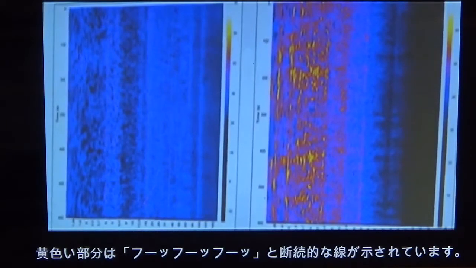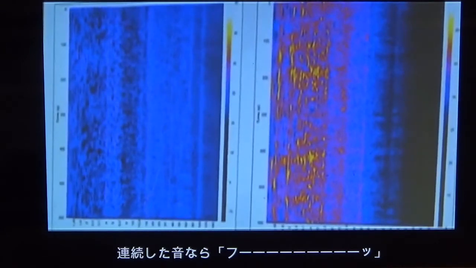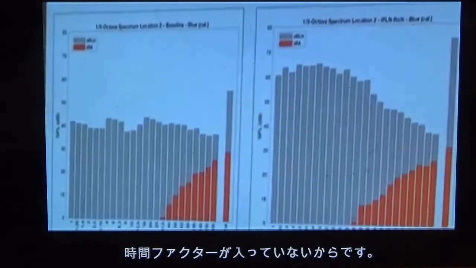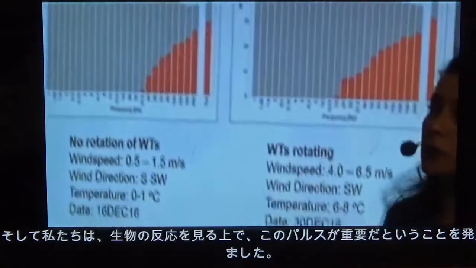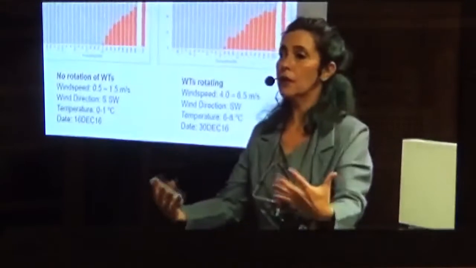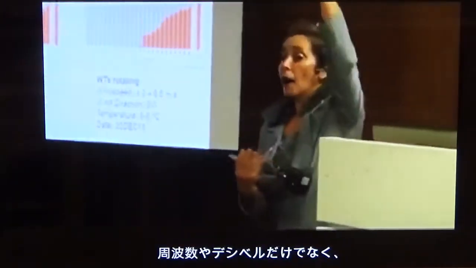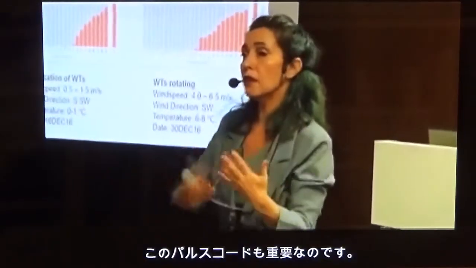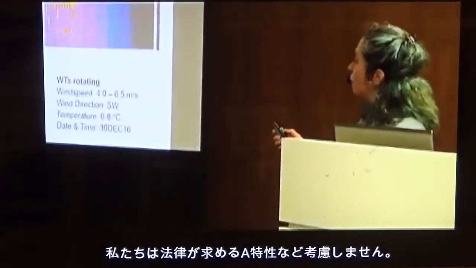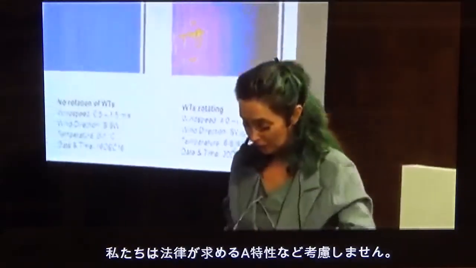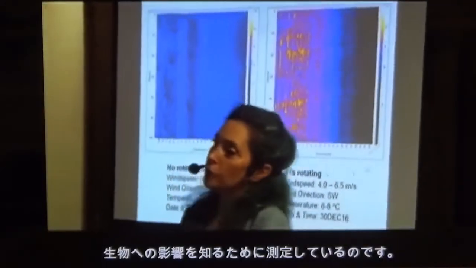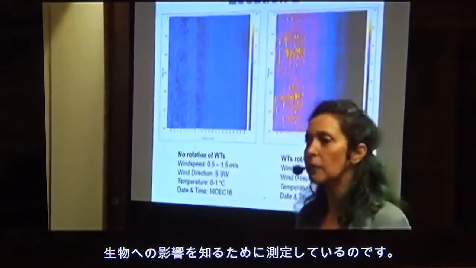it's not a continuous line. If it was continuous, you cannot get this information from data like this. There is no time factor. And we are finding out that the pulse, the time of the pulse, is important for the biological response. It is not just the frequency, it is not just the amplitude, the dBs, it is also very important, the pulse code. That is important for biology. So we have, of course, abandoned the previous method. We really don't care what legislation says. We are not usually measuring for legislation. We are measuring to try to understand what is the effects on the biology.